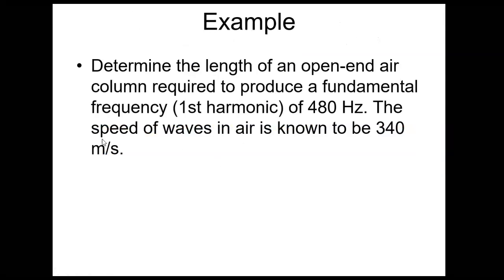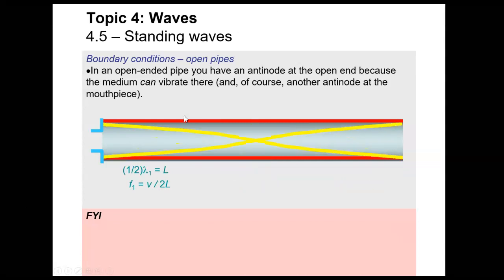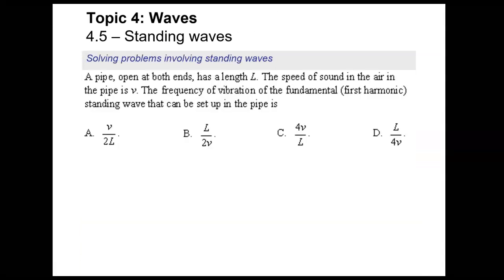So with that being said, I want to go back to an example that we had before. Here we have a pipe open at both ends that has a length L. The speed of sound in the air in the pipe is V. The frequency of vibration of the first harmonic standing wave that can be set up in the pipe is blank.